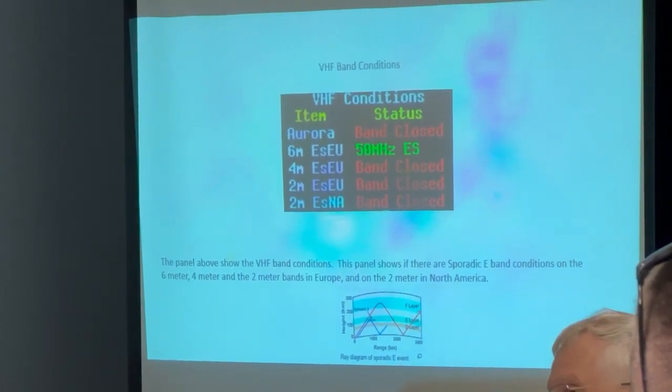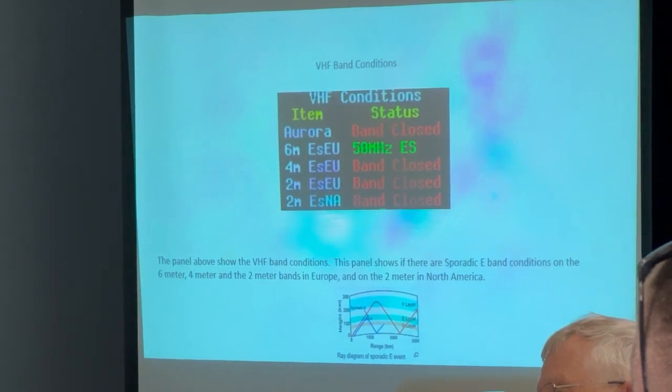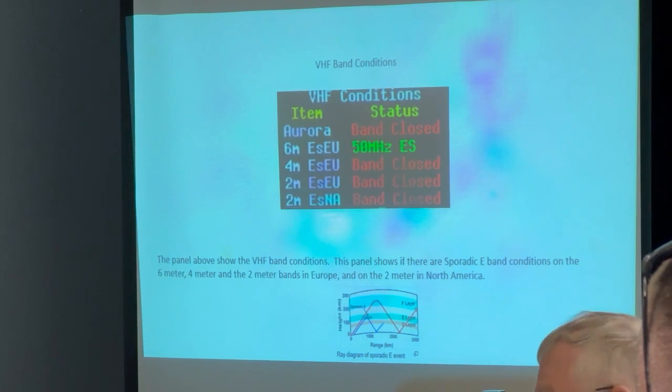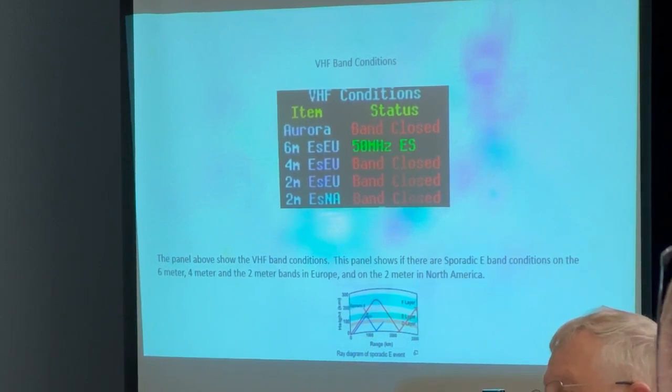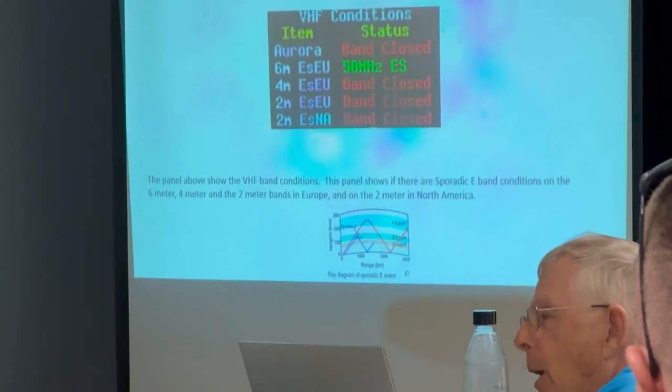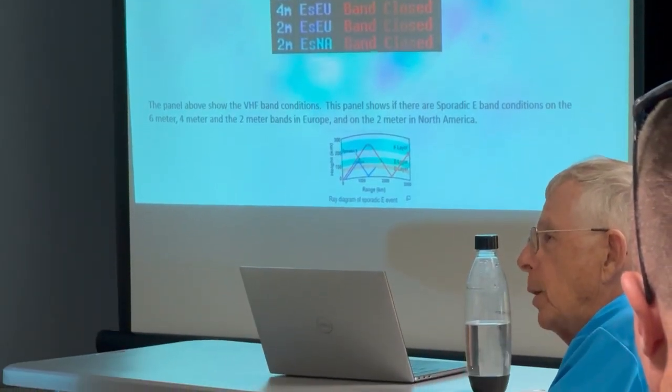And I got one of the questions: is the ducting specific to sporadic E only, or could that happen in any? It has nothing to do with sporadic E. They are two different things. It's just another method in which your VHF signals get beyond line of sight.